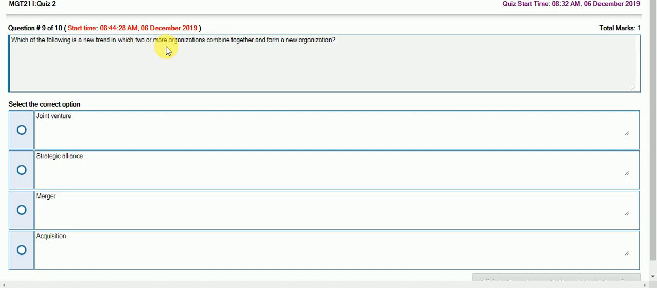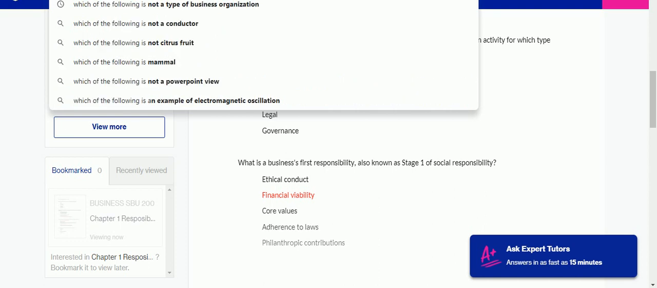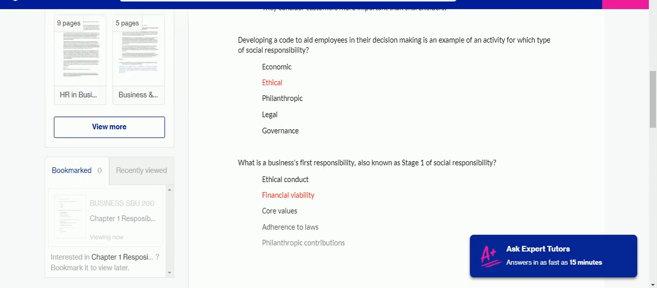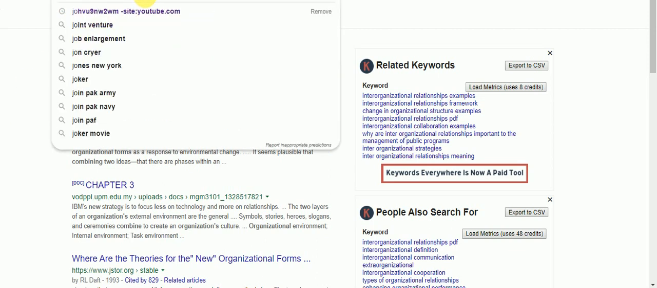Which of the following is a new trend in which two or more organizations combine together and form a new organization? I think it's joint venture.